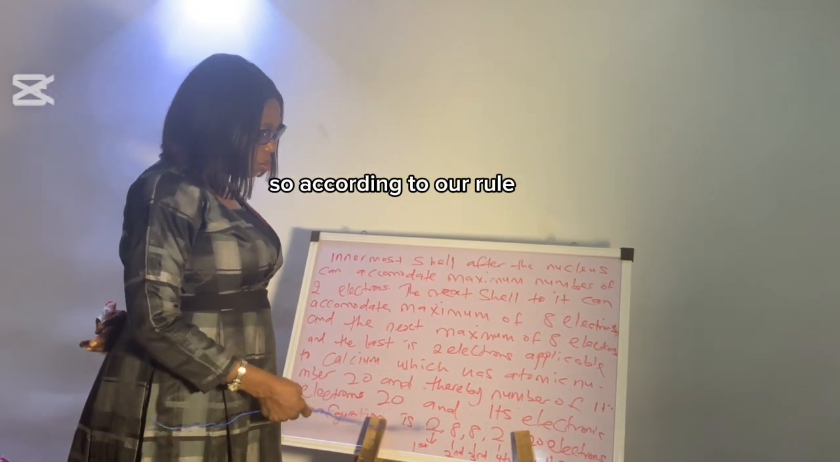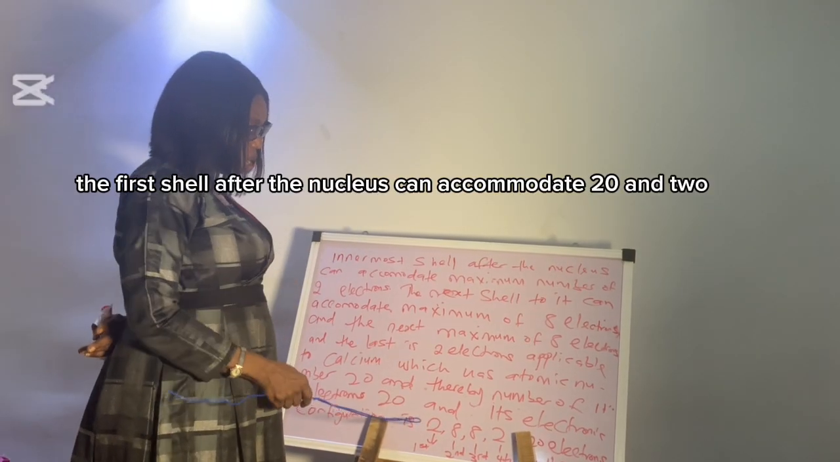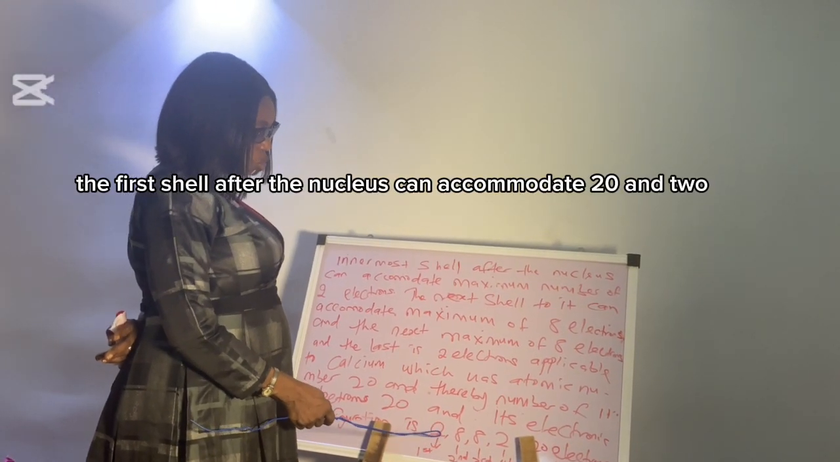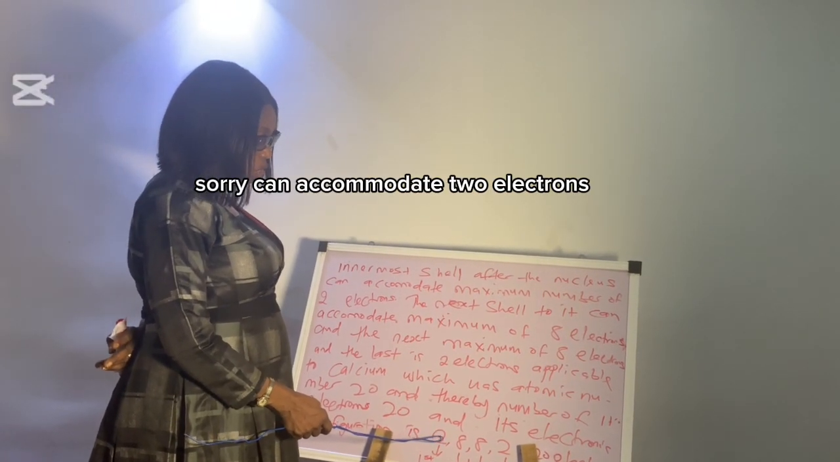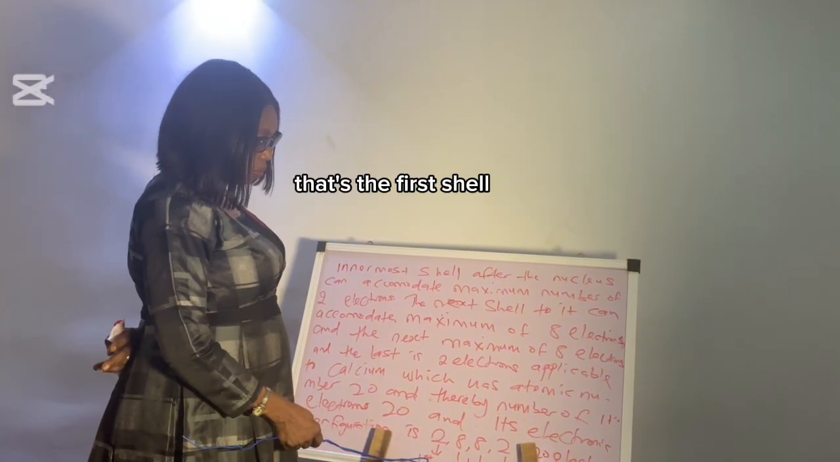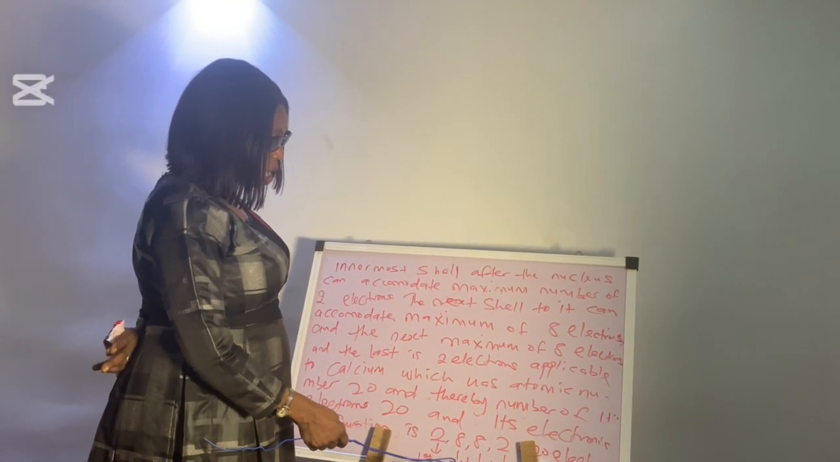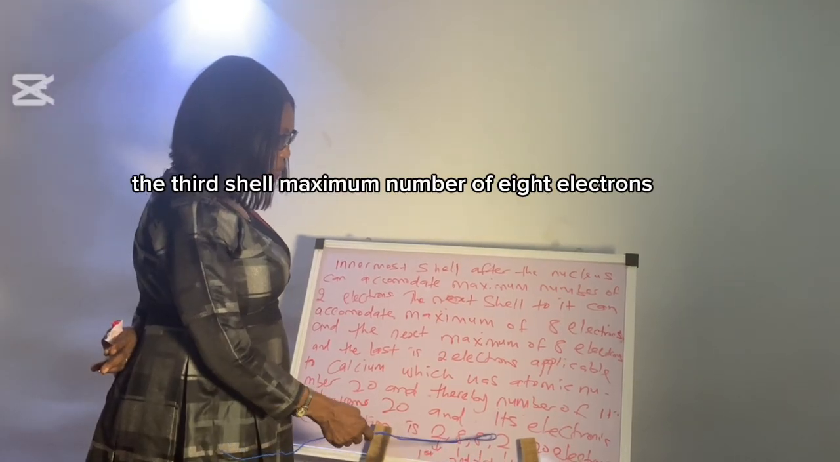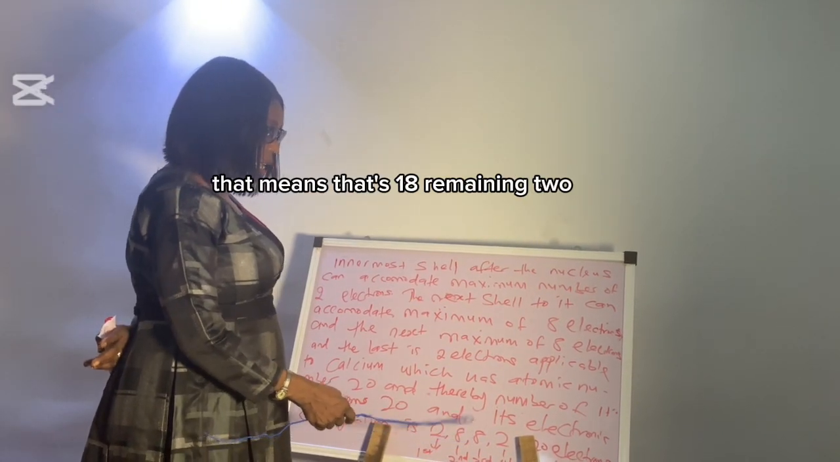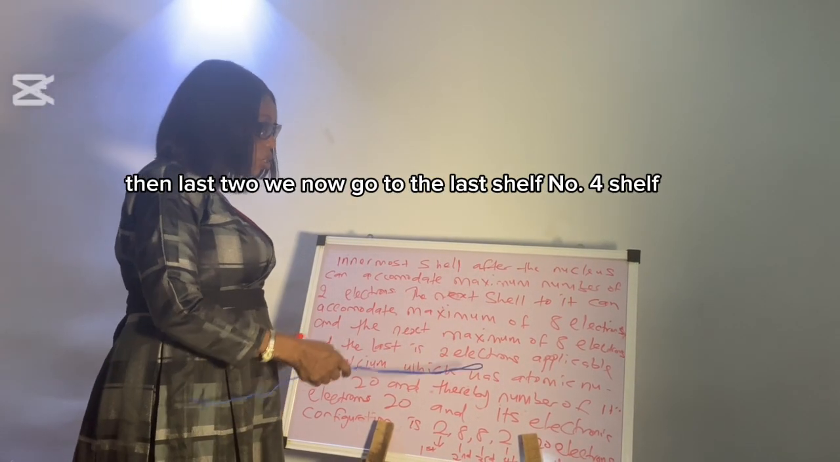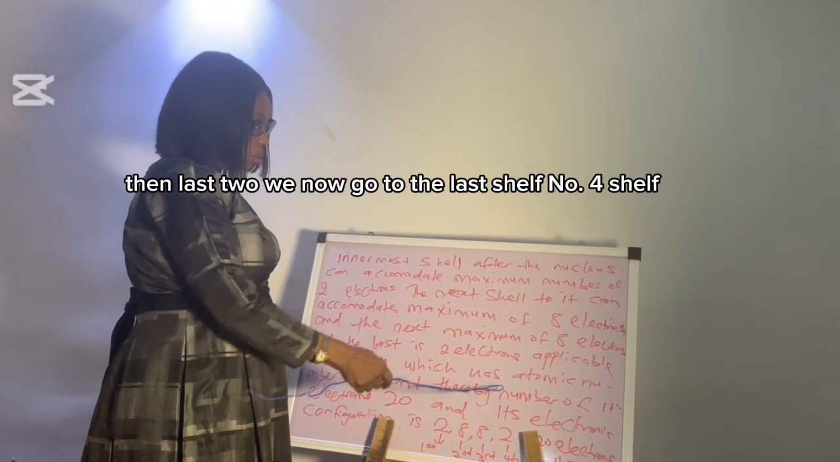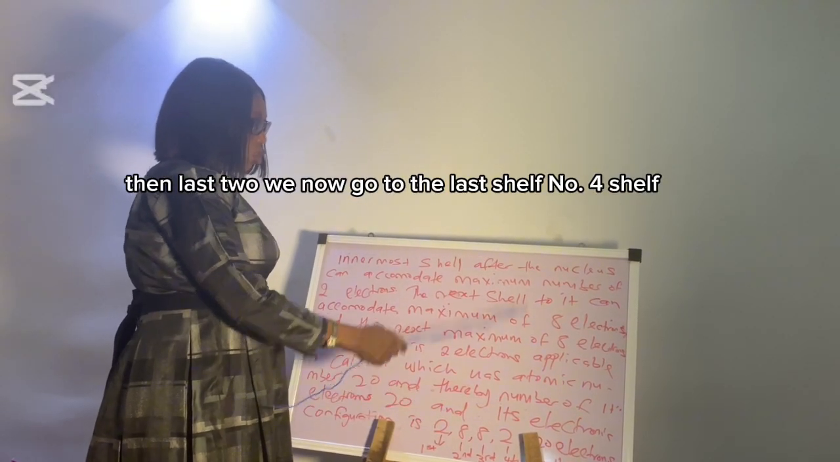So according to our rule, the first shell after the nucleus can accommodate 2 electrons. That's the first shell. The second shell, maximum number of 8 electrons. The third shell, maximum number of 8 electrons. That means that's 18, remaining 2. Then the last 2 will now go to the last shell, number 4 shell.